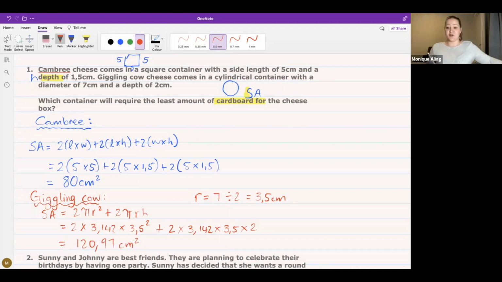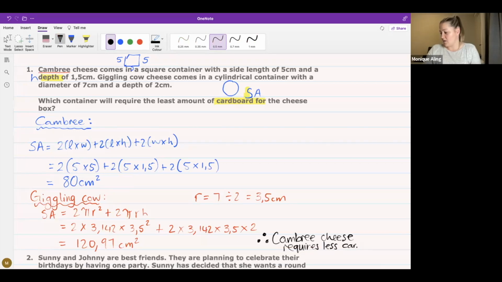But have I answered the question? The question asks, which container will require the least amount of cardboard? So we can say, therefore, the Cranberry cheese requires less cardboard.